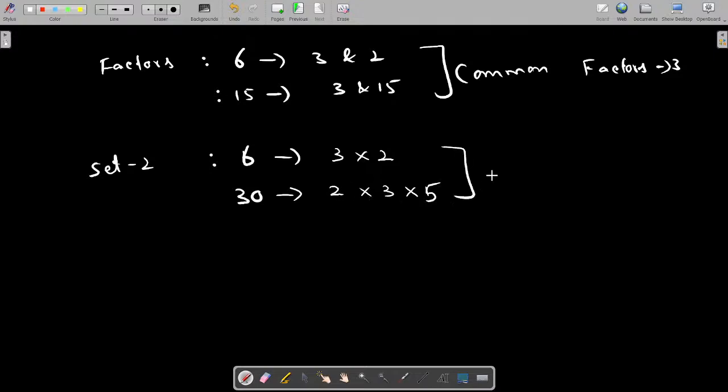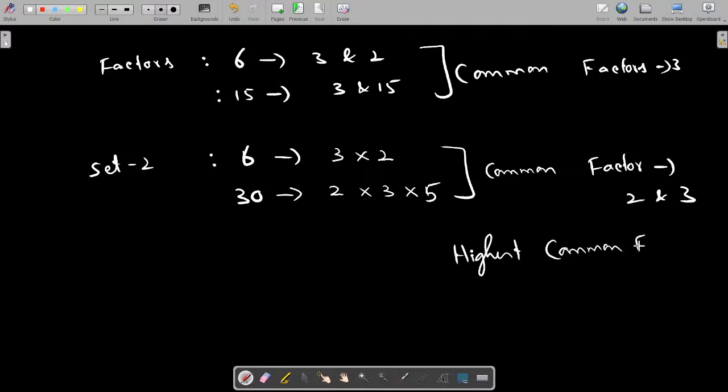Now, what's a common factor here? 3 and 2. Yes. What's the highest common factor here? The highest common factor here is 3. If there is only one common factor, there is no comparison. You find two common factors here, so you go for the highest common factor, which is 3. This is what you call HCF. H, C and F.